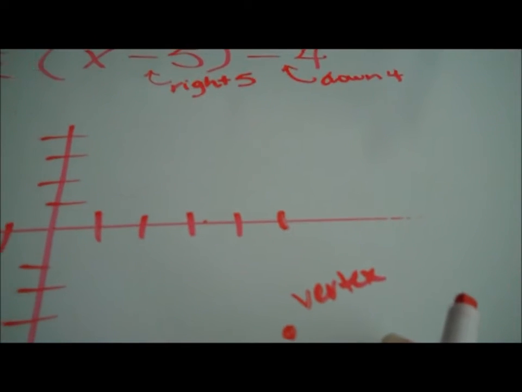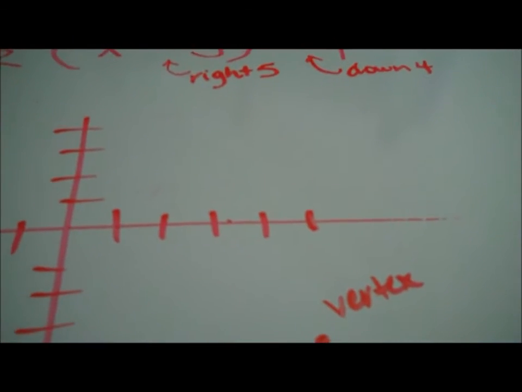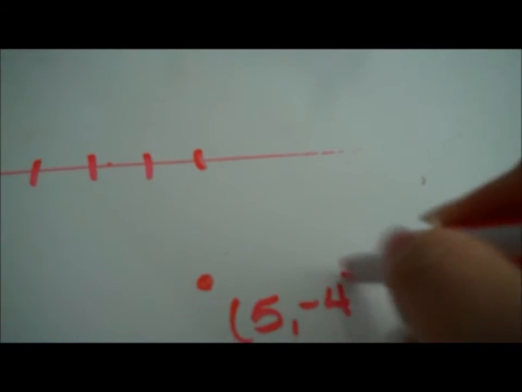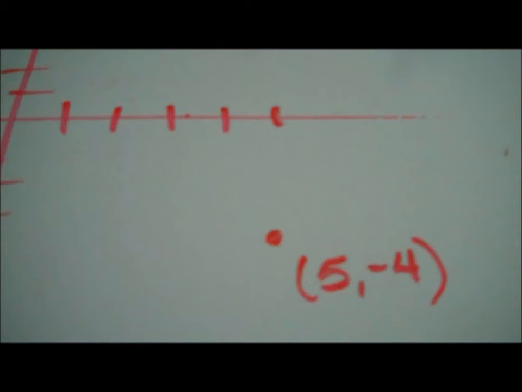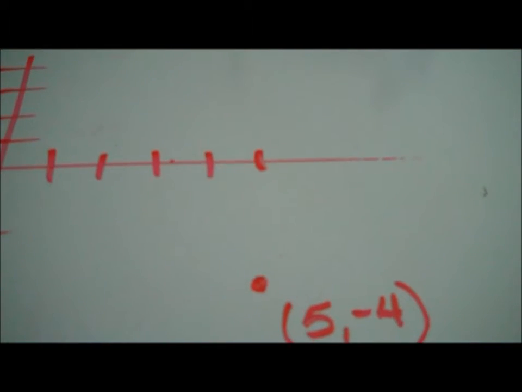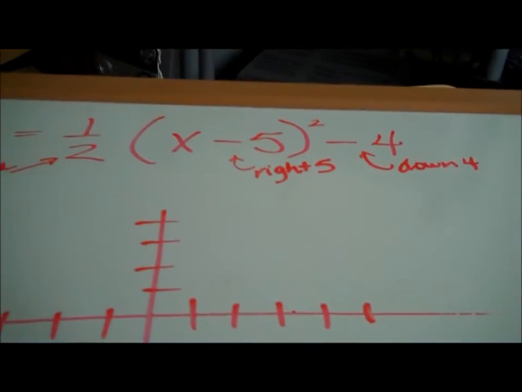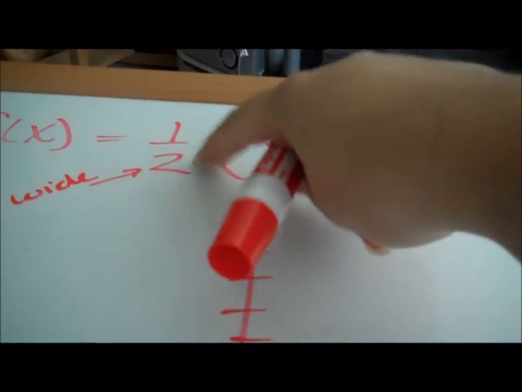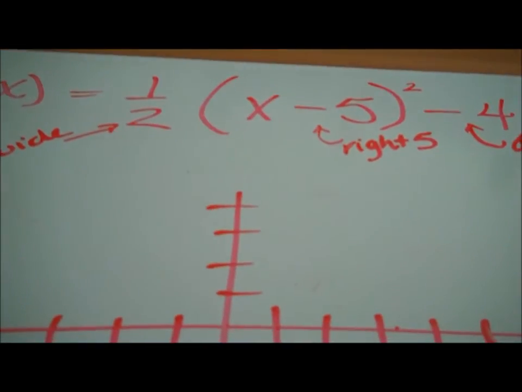What I like about this, since it's called vertex form, is it tells you exactly where the vertex is at. So the vertex here is at (5, negative 4). There's no calculating it because it's already worked out for you. Okay, then we draw our parabola. Is this one going to be facing up? Is it going to go like this? Or is it going to go down like this? Okay, since this 1/2 is a positive, it's going to come up. So it's going to widen.